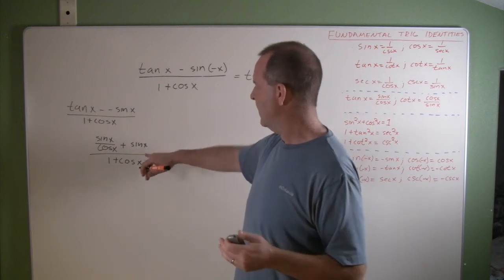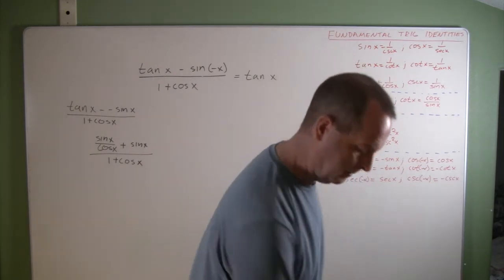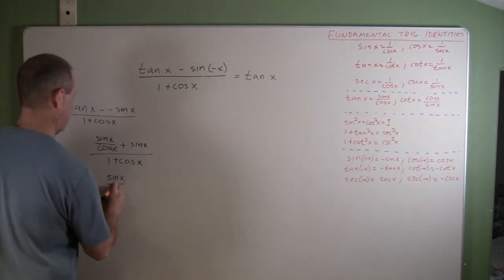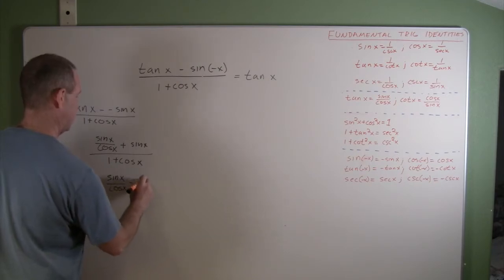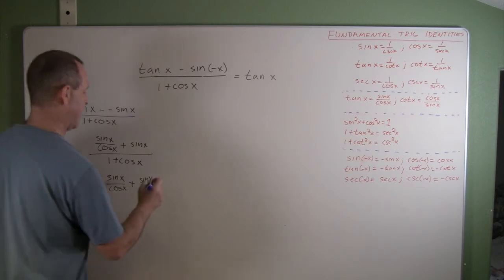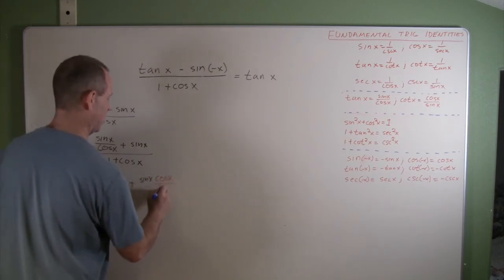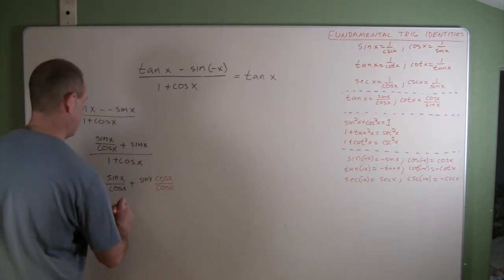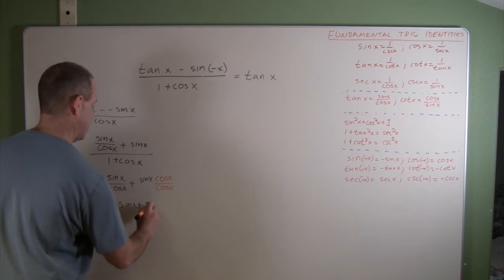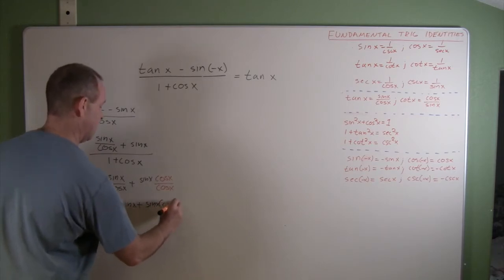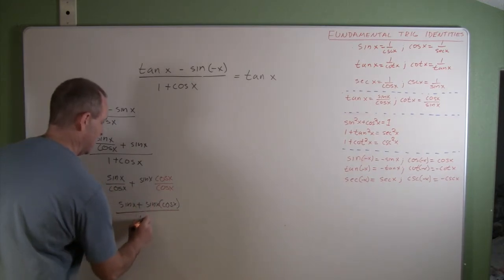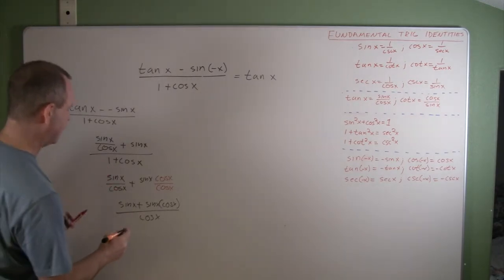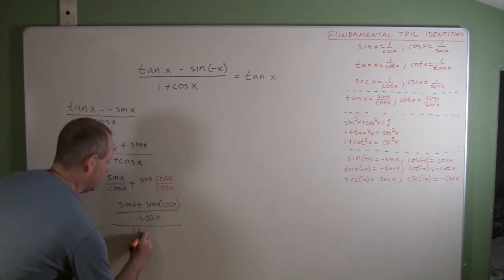Let's look at the numerator and let's add those together by getting a common denominator. So sine of x over cosine of x plus sine of x. Let's multiply that by a cosine of x all over cosine of x. That's a clever version of 1. Multiplying those out, I now have sine of x plus sine of x times cosine of x, all over, let's just put those all over cosine of x. So that's in the numerator. I still have my denominator, which is 1 plus cosine of x.